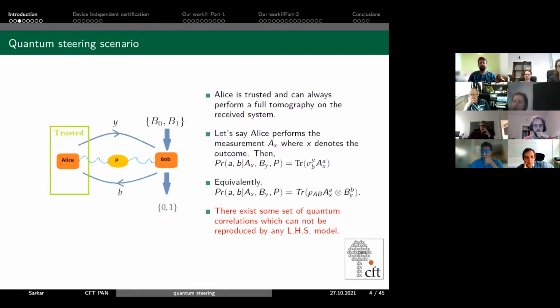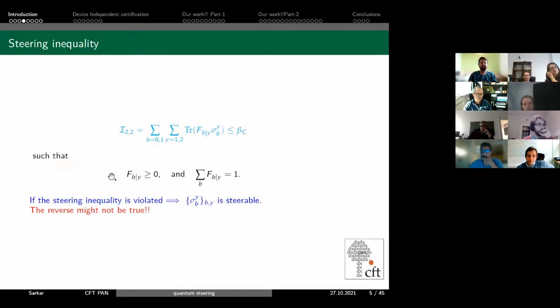So now it turns out that there exist some sets of quantum correlations which cannot be reproduced by any local hidden state model. I will come back to it again in the later slides, but it's equivalent to saying that there is no classical model which can describe Alice's assemblage. So in this scenario, which I showed before, a simple steering inequality can be constructed using these positive semi-definite operators, and you just have to sum it over all the inputs and the outputs.